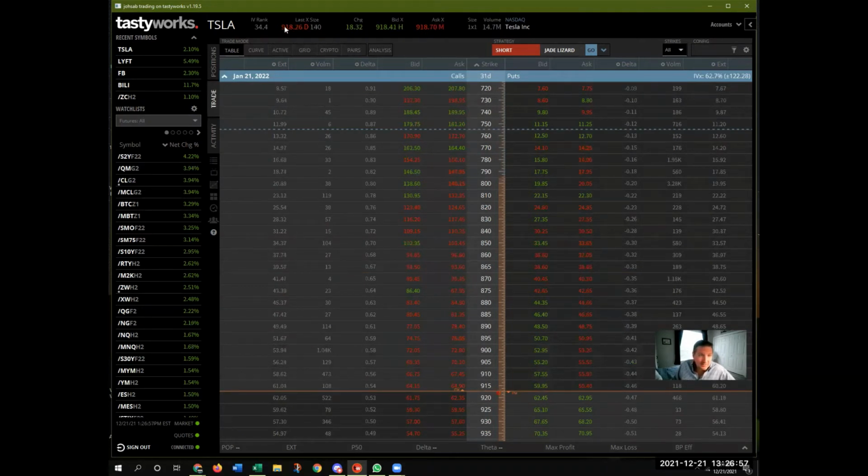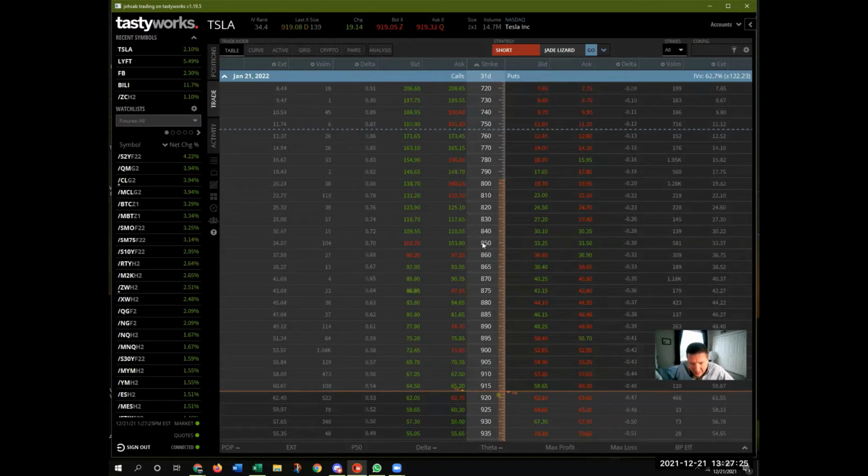So let's say I'm bullish on Tesla. I could go out and buy the stock, but if I bought 100 shares, 100 times this is $91,000 of capital. So buying the stock is not always the best way to trade, short or long term, but you can get some of the same benefits with much less buying power. And I'll show you what I mean.